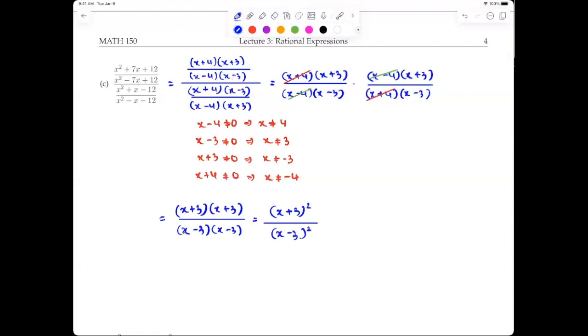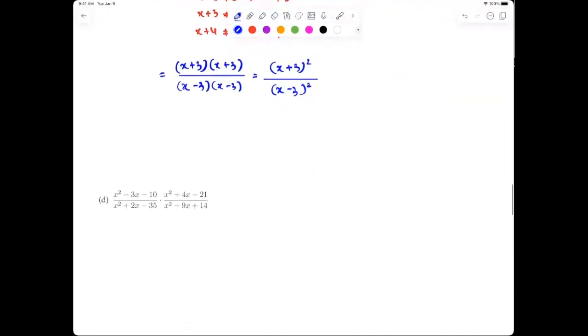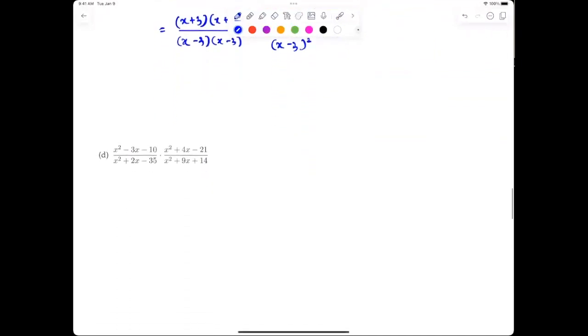Any questions on C? Good. Now for D, again, you factor the numerator and the denominator when possible. So this is what I got, x minus 5 times x plus 2 over x plus 7 times x minus 5. That's for the first rational expression.